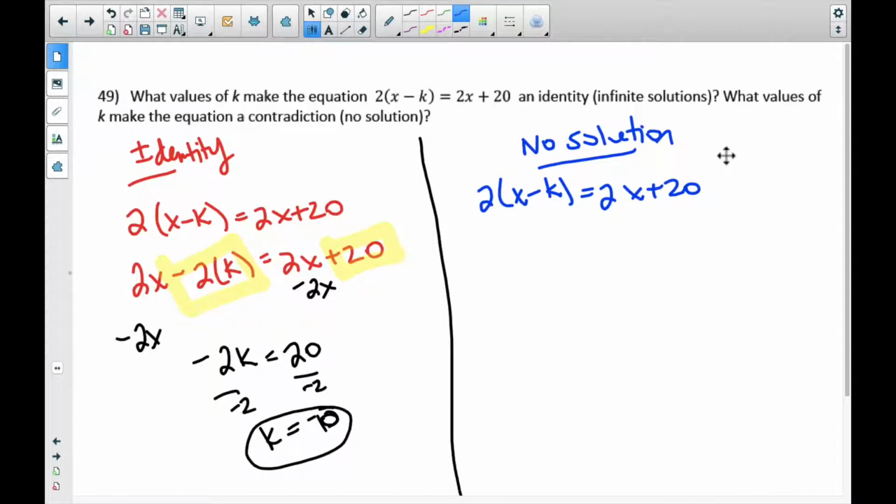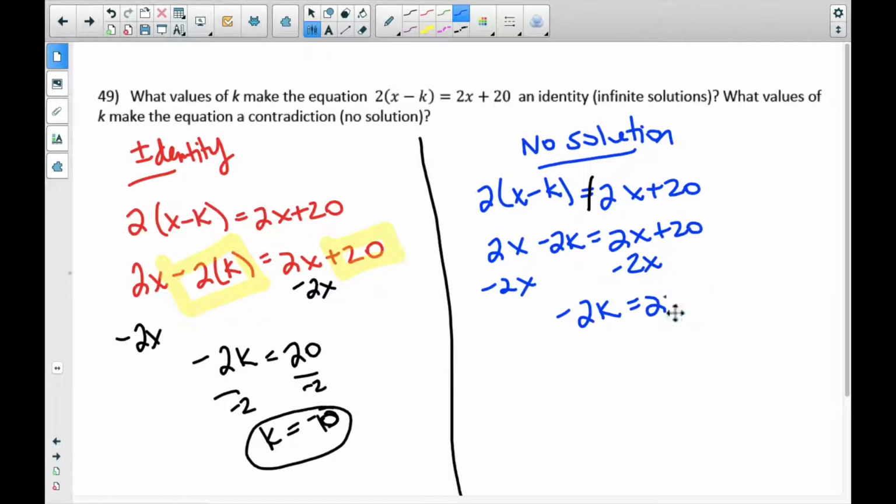Okay, a no solution problem would be when we get to the bottom and it doesn't make sense. It doesn't equal each other. Okay, if it doesn't equal each other, that's my clue to you. Let's say this doesn't equal instead. So I'm going to do the same exact thing. That is, I'm going to distribute, and then I'm going to subtract my 2x from both sides, and I'm going to divide by -2, and I get -10 again. It's the same exact problem, but this was a not equal to.